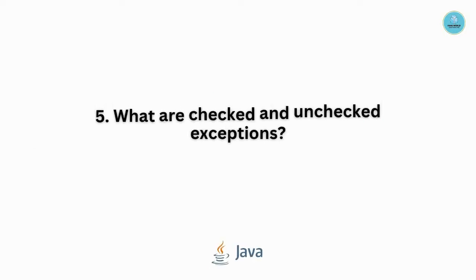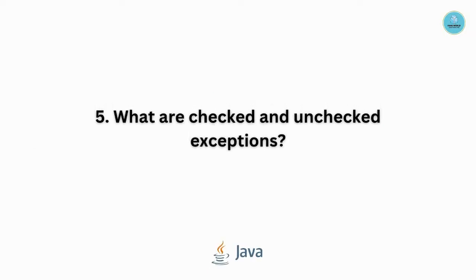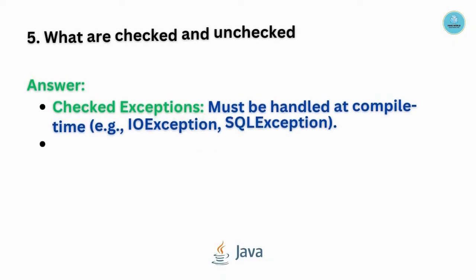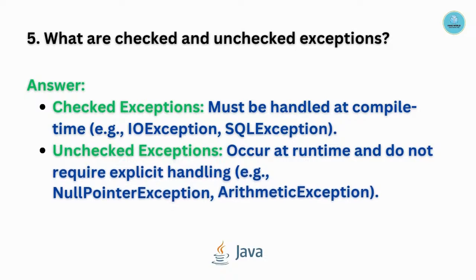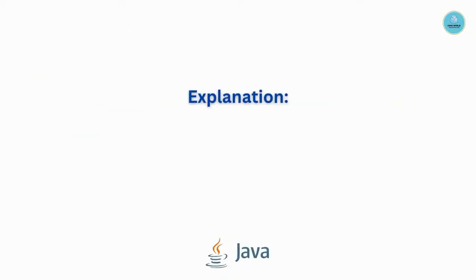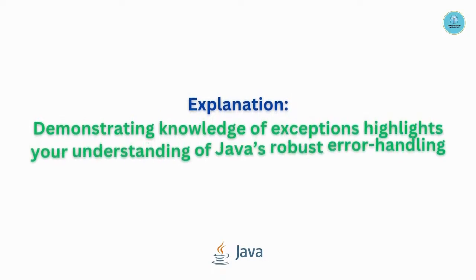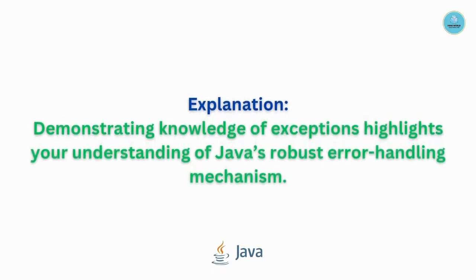Question number 5. What are checked and unchecked exceptions? Checked exceptions must be handled at compile time. For example, IO exception, SQL exception. Unchecked exceptions occur at runtime so do not require explicit handling. For example, null pointer exception, arithmetic exception. Demonstrating knowledge of exceptions highlights your understanding of Java's robust error handling mechanism.